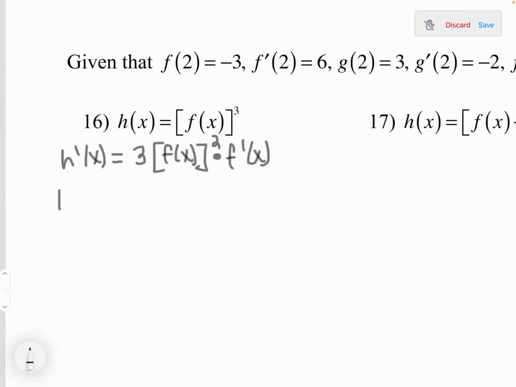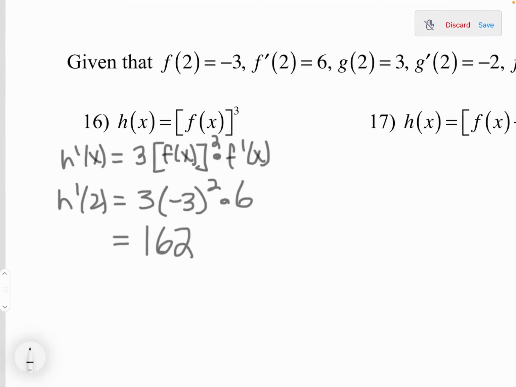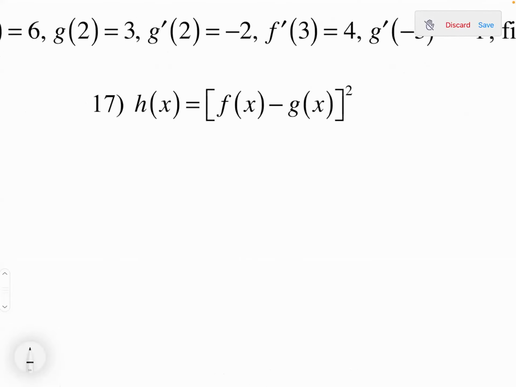We get h prime of 2 is equal to 3 times f of 2. If you look at the chart, f of 2 is -3 squared, and f prime of 2 is 6. We multiply all those things together, we get 9 times 3 times 6, which is 9 times, which is 27 times 6. And 27 times 6 is 162. So our final derivative, h prime of 2, is 162.